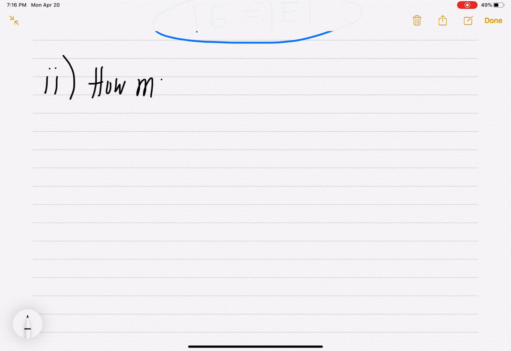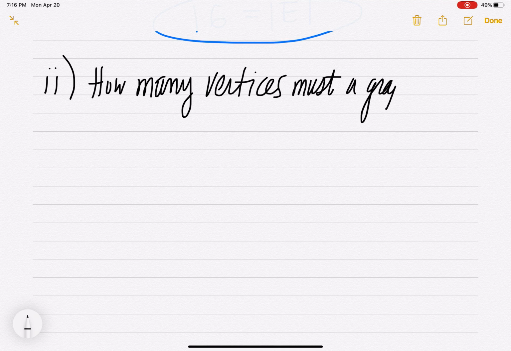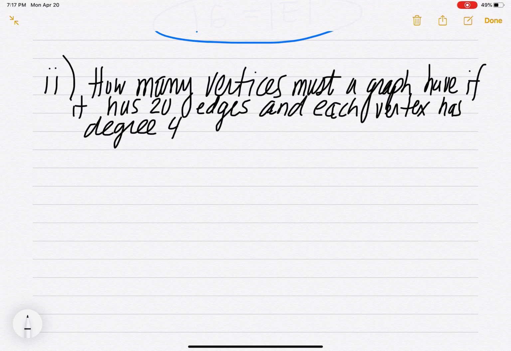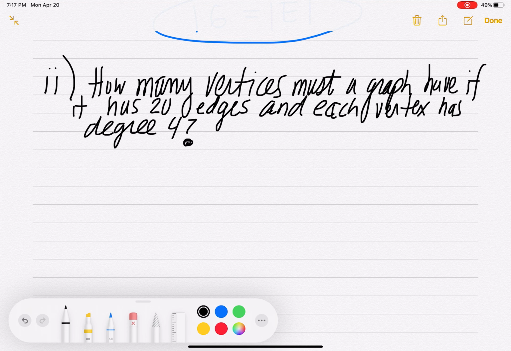How many vertices must a graph have if it has 20 edges and each vertex has degree 4? Okay, so this time we're looking for the number of vertices. Interesting. And here's our solution.